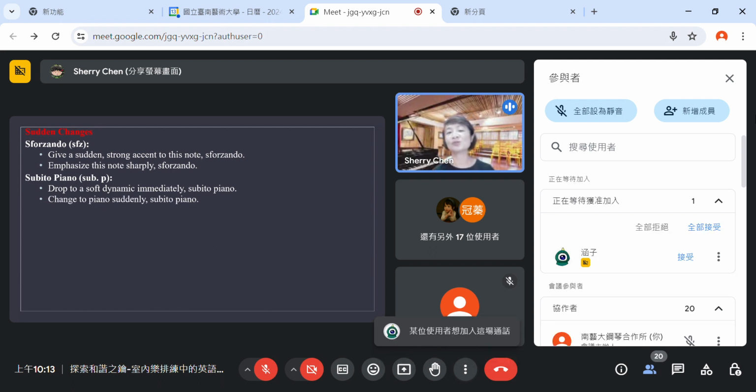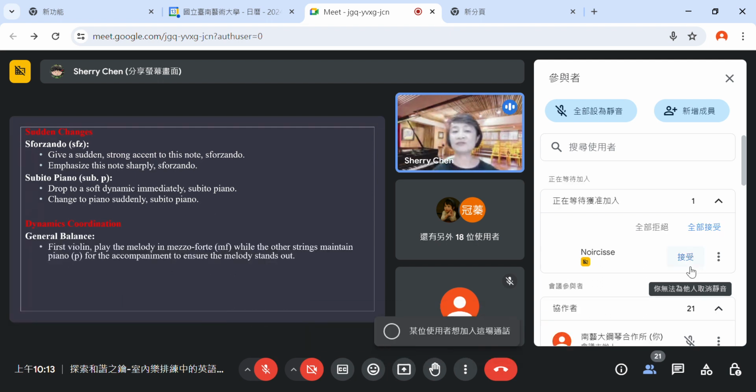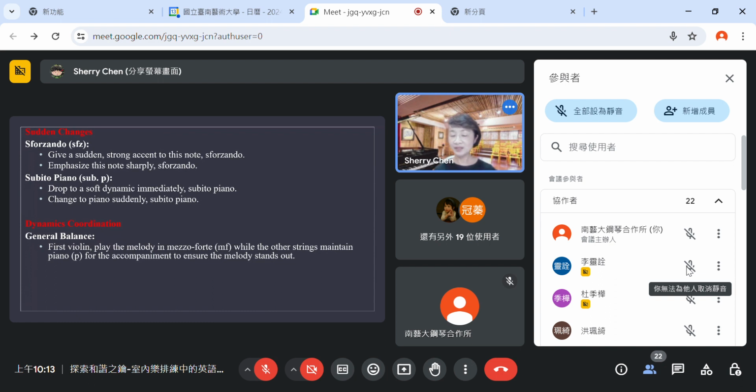So I'm describing subito piano, "suddenly", this word, 这个字. Dynamic coordination, general balance. 我现在就是用一个 scenario 来讲. First violin, please play the melody in mezzo forte while the other strings maintain piano for the accompaniment to ensure the melody stands out. 所以我在告诉这个 first violin 它必须要把它的 melody 它的这个旋律拉稍微大声一点的在 mezzo forte 的 level, 所以其他的弦乐器可以变成是伴奏就比较 soft sound.